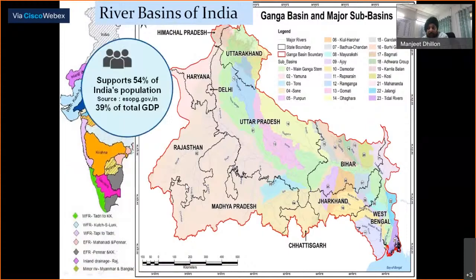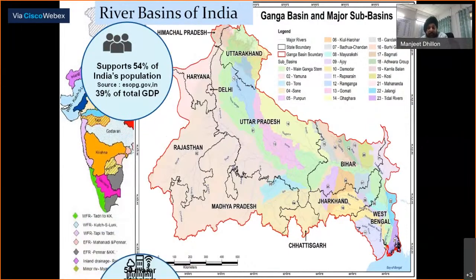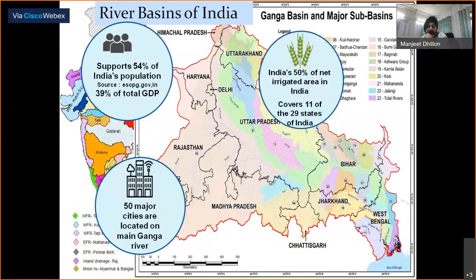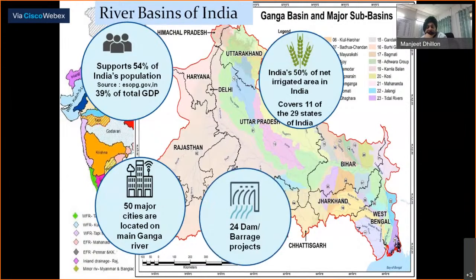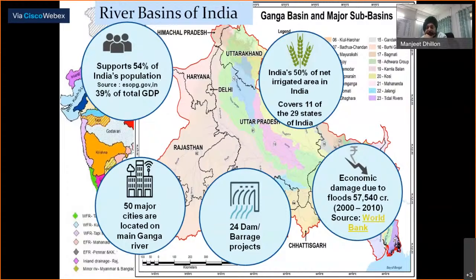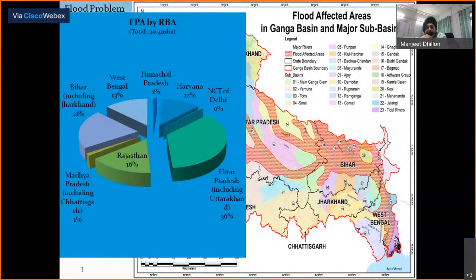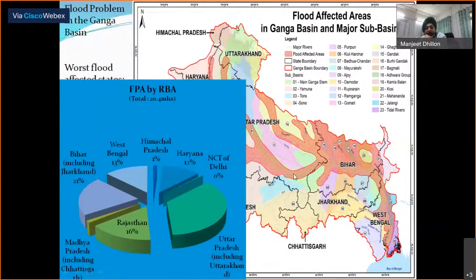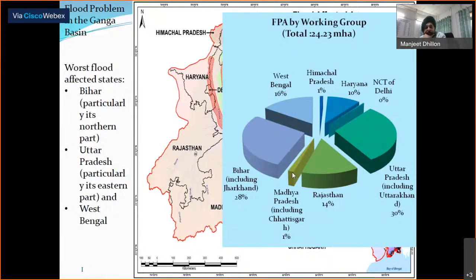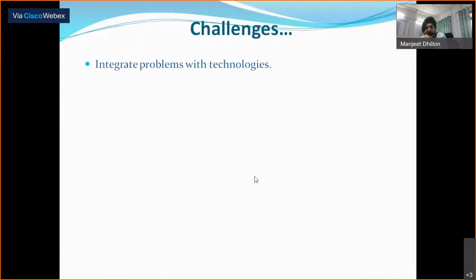So we divided it into 23 sub-basins. You can see the importance of the Ganga: about 54% of the population, 50 major cities, and 24 dams and barrages. Because we are dealing with the Ganga only here in GFCC, that's why I brought up the Ganga. And as per RBA, this is a different breakup of the flood-prone area. The total is 20.4 million hectare for the Ganga Basin, and by the working group it's 24.2 million hectare.